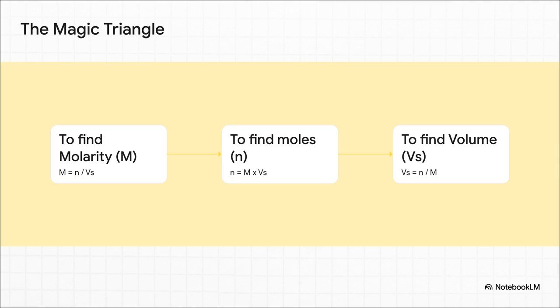And this is the chemist's little secret weapon, the magic triangle. It's such a simple way to remember how the formula works. Whatever you want to find, just cover it with your finger. Need to find molarity? Okay, cover the M. What's left? N divided by V. Need to find the moles? Cover N. Now it's M times V. It makes rearranging the equation totally foolproof.